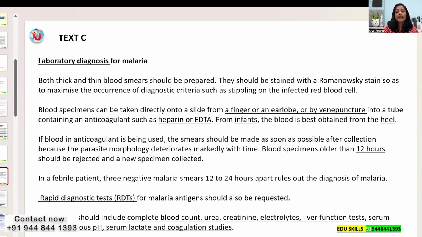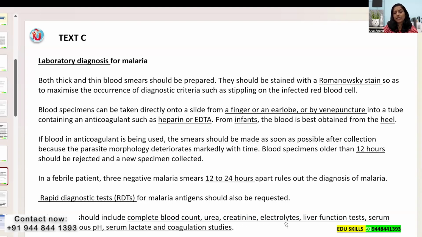Okay. Then here text C, it's laboratory diagnosis for malaria. So you can take laboratory diagnosis as the name, because here they have mentioned blood smears, then stain, Romanowski stain, earlobe, culture. Then heparin, EDTA, infants, heel, it's a body part. Just have a look, that's it. Then 12 hours, a time period. Then 12 to 24 hours, again, they have mentioned in a febrile patient. That means the patient has fever. Then rapid diagnostic test, again an abbreviation, and it's the name of a diagnostic test. Then malaria antigens.